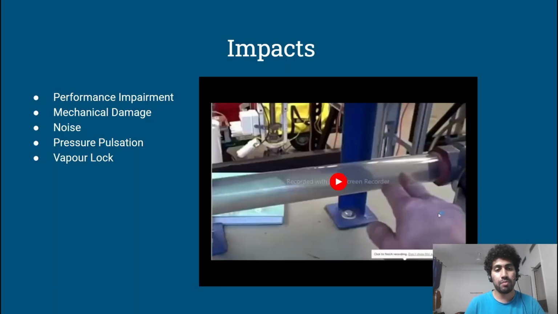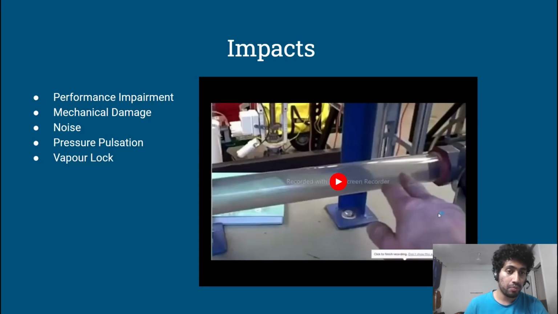Now we come to the impacts of cavitation. The first impact is performance impairment, which means reduction of head and efficiency. The second one is mechanical damage, which is reduction in useful life of the centrifugal pump. The third is noise. Cavitation noise is a typical crackling sound as if gravel is being pumped along with water.